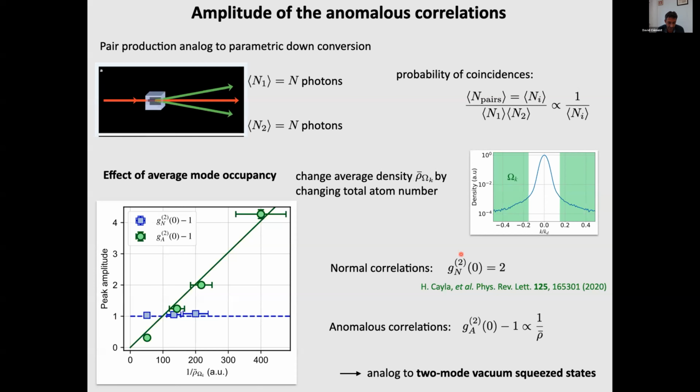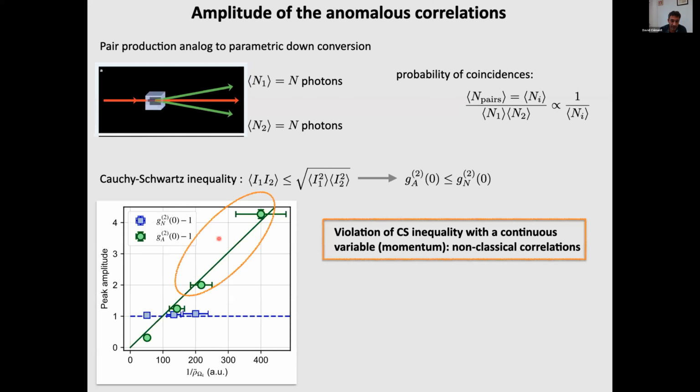And well, I could comment on that. We've actually published some work about this observation a few months ago. And what is more interesting is that you see that the anomalous correlation has an amplitude which indeed scales inversely with the momentum density. So this is very analogous to a two-mode squeezed vacuum state. And what is more, since we have an anomalous correlation amplitude which is much larger than the normal one, this is a strong violation of the Cauchy-Schwarz inequality and therefore signals the presence of non-classical correlations, which is what you expect for the quantum depletion.